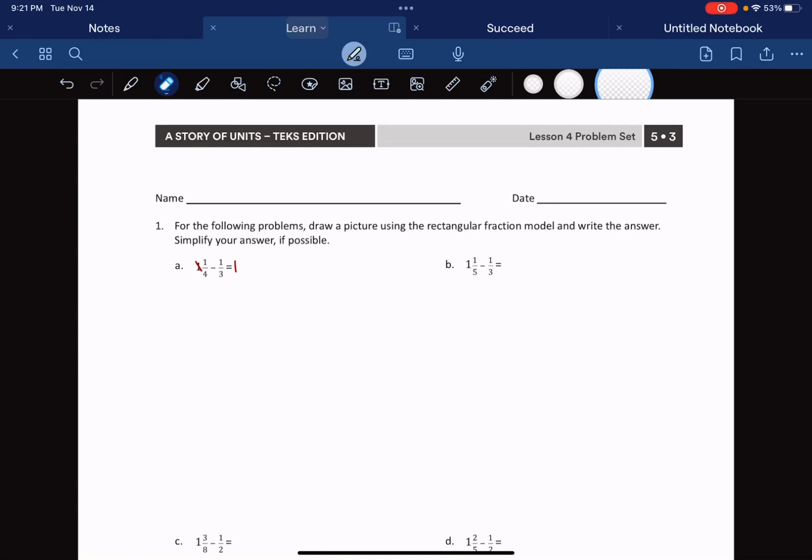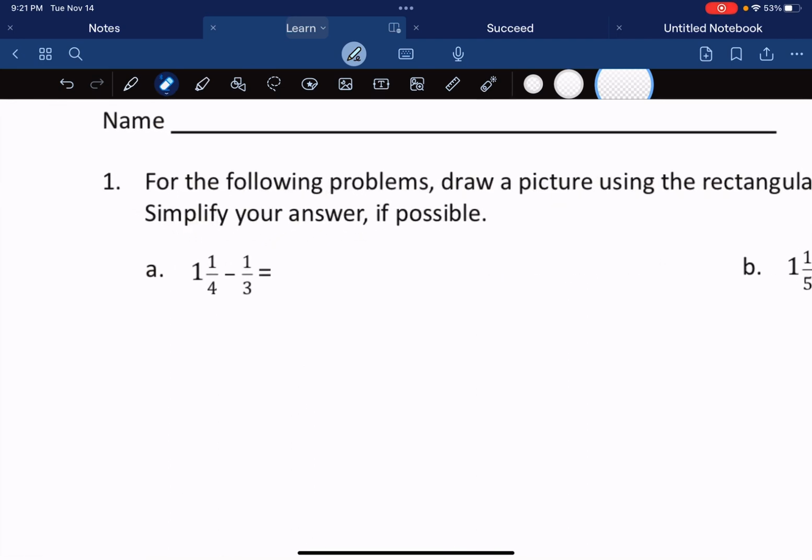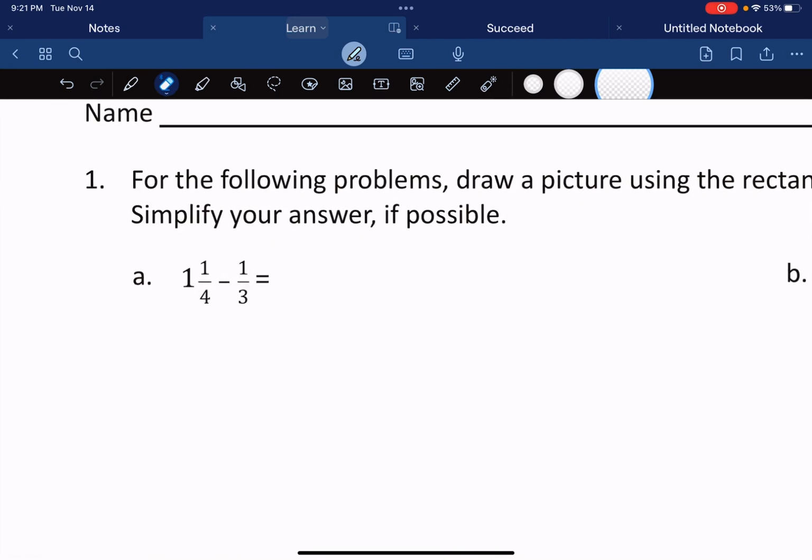All right, this is for lesson 4 and 5. Lesson 5 is just word problems, so really I'm just showing the steps over lesson 4. They are still working with models on lesson 4. The only thing we've added here are mixed numbers.